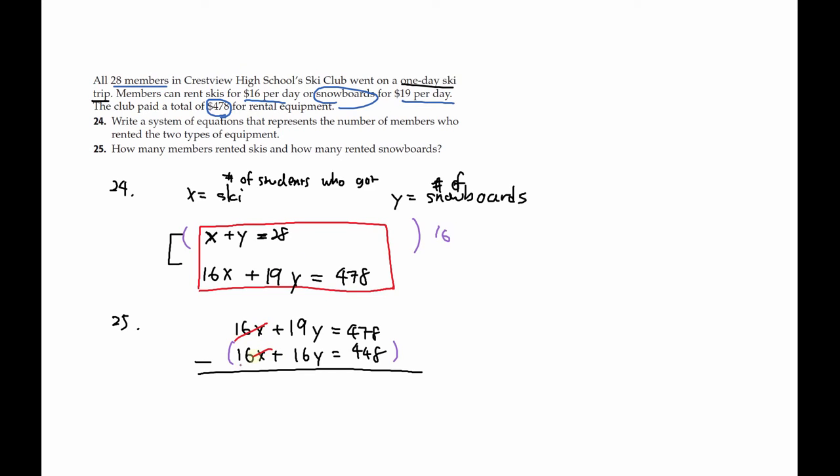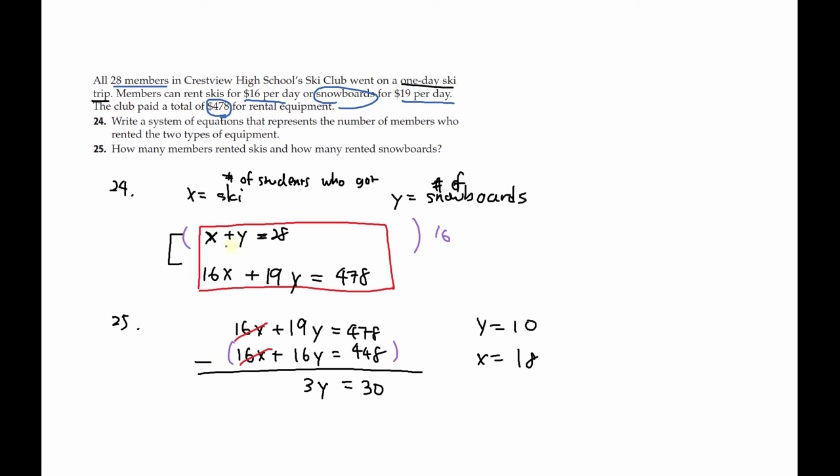You're going to see that the x's cancel out. This is the whole point of doing the elimination method. Then on the left side of the equation, I'm going to get 3y. Again, that minus is being distributed to our 16y, and also to our 448 here. So notice how this can be just 30. Then y equals 10 if we divide by 3 on both sides. So that means the number of students who borrowed snowboards is 10 people, and then the number of people who got the skis has to be 18.